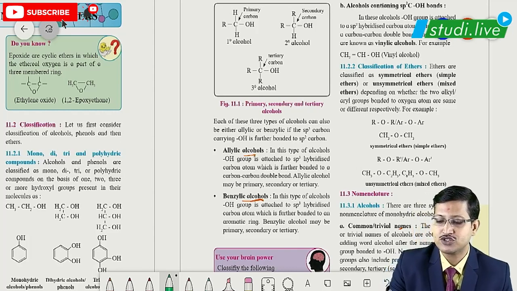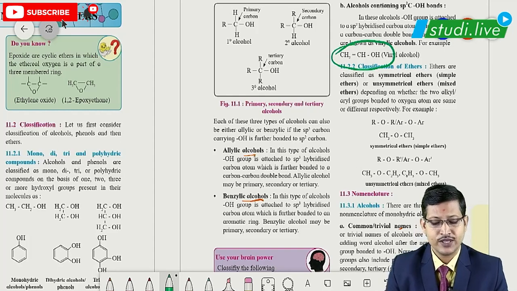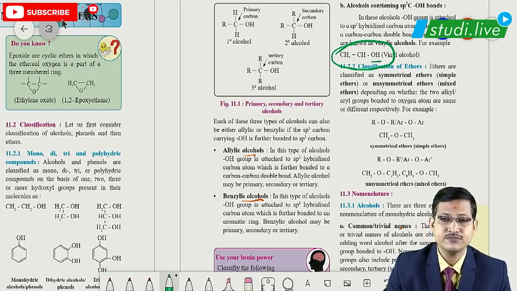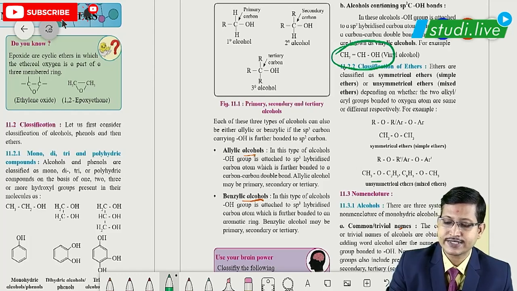Now here you have the structure of vinyl alcohol. You can see this is the structure of vinyl alcohol. In this structure of vinyl alcohol, this is OH here. Now this OH is attached to a carbon which is attached to the next carbon by a double bond here. This is what I'm trying to make you understand.